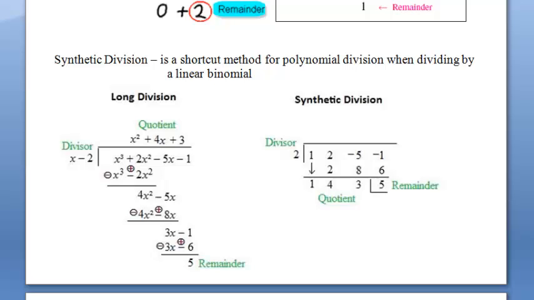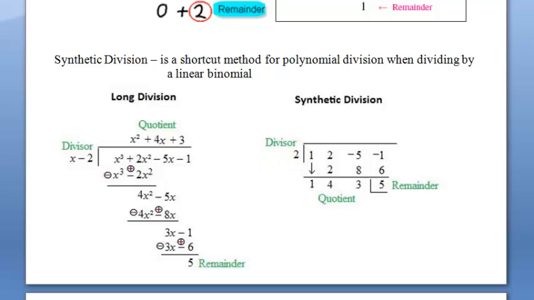Here's what you do. You look at the x minus 2, and we take the opposite of the number. So it's a negative 2, so we just go ahead and write 2 as our divisor. I know that's a little bit tricky, but we're going to talk about why that is in just a second. But for our purposes right now, let's just go ahead and write the opposite of the number. So the opposite of the negative 2 is a positive 2. I write it right there.